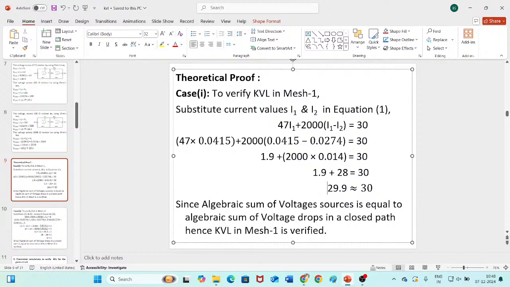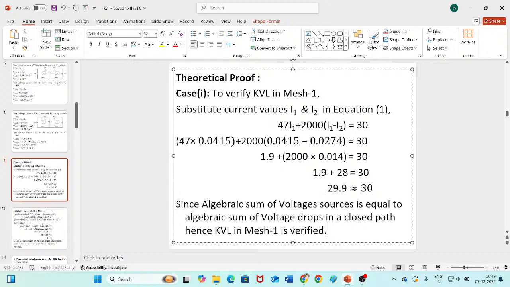So the voltage drops in the given circuit are equal to the algebraic sum of voltage source voltages. Source voltage is 30. The algebraic sum of voltage drop values is 30, meaning 29.9. So hence KVL is verified in the given loop or mesh 1. Okay, so the algebraic sum of all voltage sources is equal to the algebraic sum of voltage drops in the closed path. Hence KVL is verified in mesh 1.